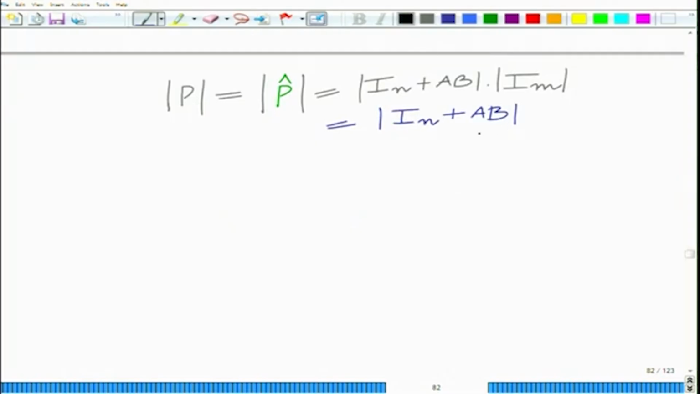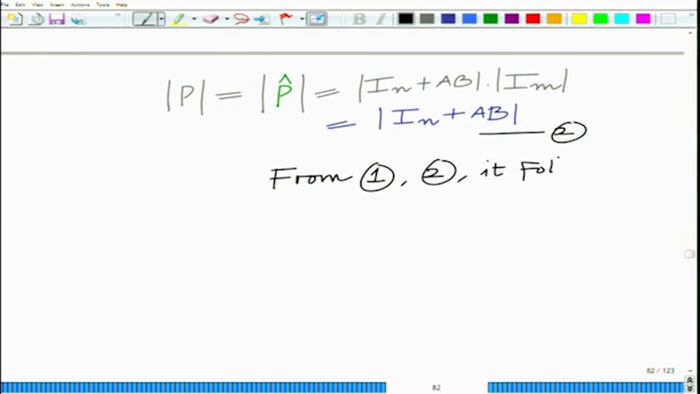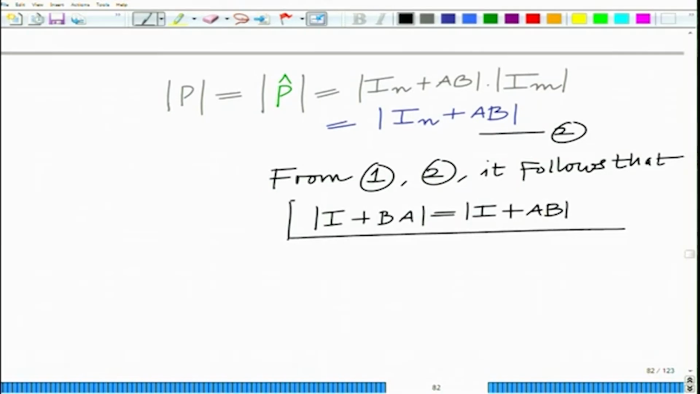And finally, from 1 and 2, it follows that determinant of I plus B A equals determinant of I plus A B. Okay. All right. So, this follows from the results in 1 and 2.